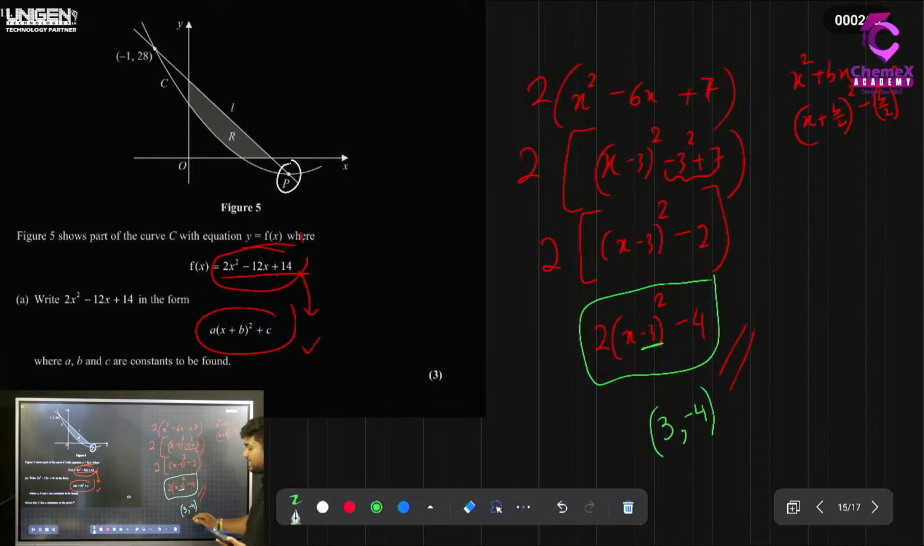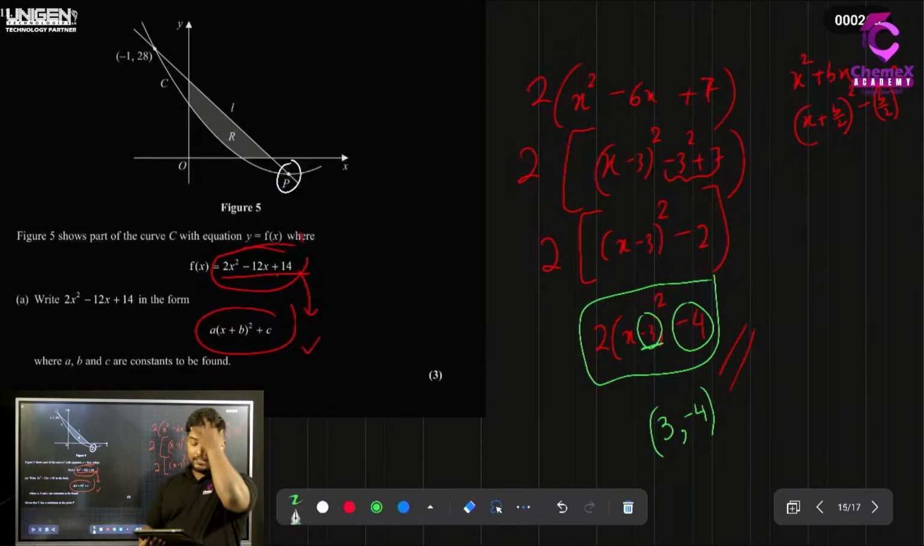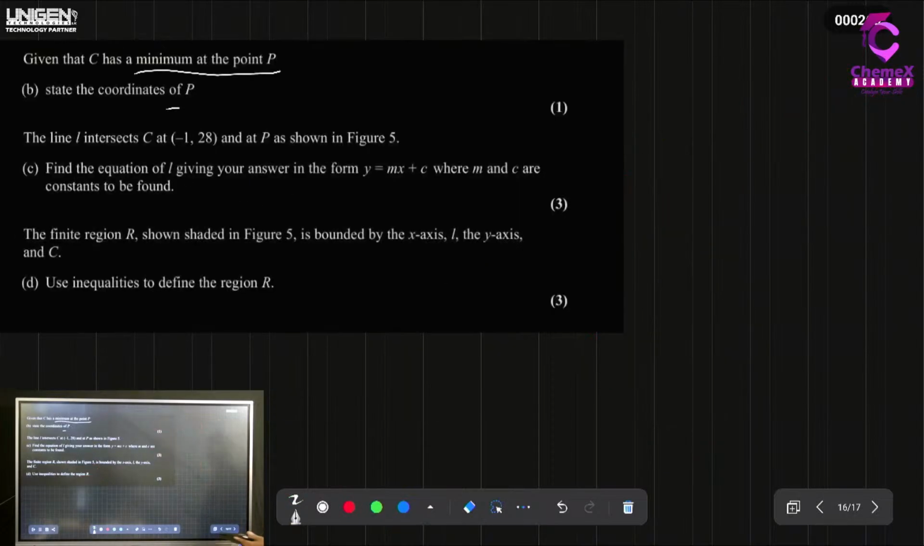Do you understand or not? Same sign for the y, opposite sign for the x. Do you understand? Any doubts with that? Turning point. That's how you find the turning point. You can complete it. Understood. So the B part is also done.